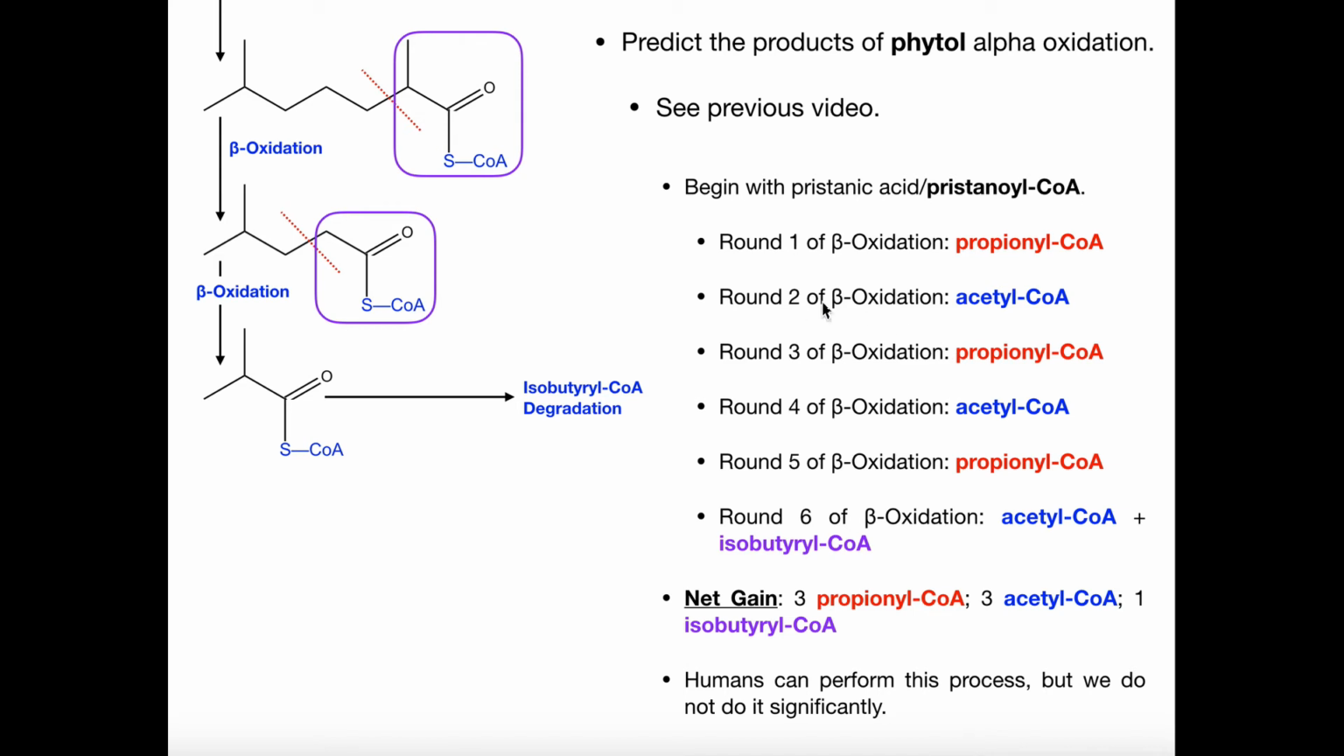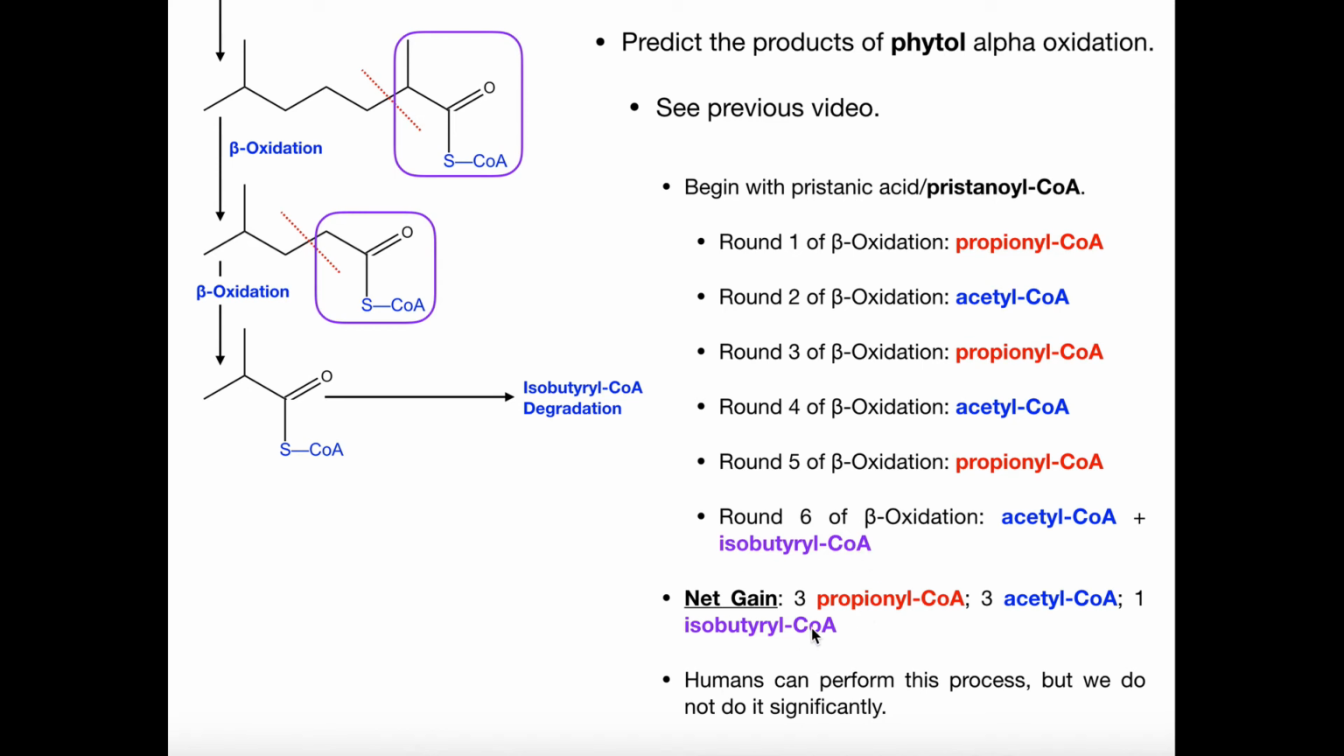Then if we look at round 2, this gives us an acetyl-CoA, and so did round 4 and round 6. So we get 3 acetyl-CoAs out of this pathway. Of course, acetyl-CoA can also go into the citric acid cycle where it fuels the first step, citrate synthase. It has a variety of other things it can do as well. But in round 6, we generate 2 products: the acetyl-CoA and, of course, isobutyryl-CoA. So we only get one isobutyryl-CoA. That has its own separate catabolic pathway, which we'll look at in a separate video.